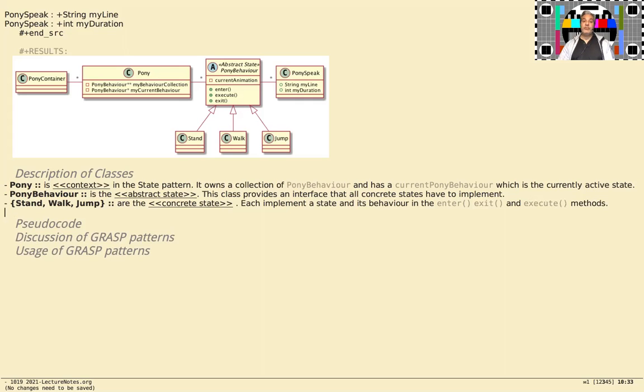In the enter method, you would probably load the sprite, you would reset all the timers and everything. And in the exit method, you would clean up whatever mess that you've made after yourself. So those are the main classes that we have in the state pattern. Let's describe the others as well, just to be complete.